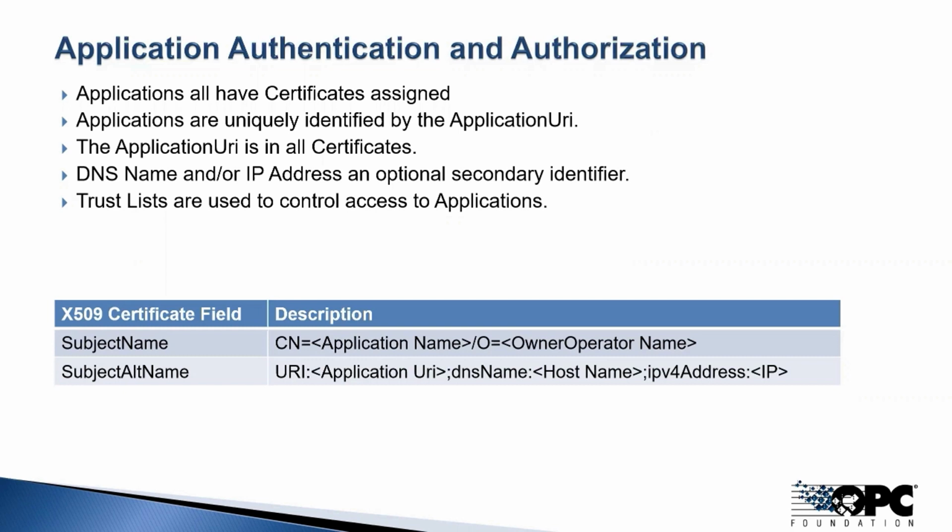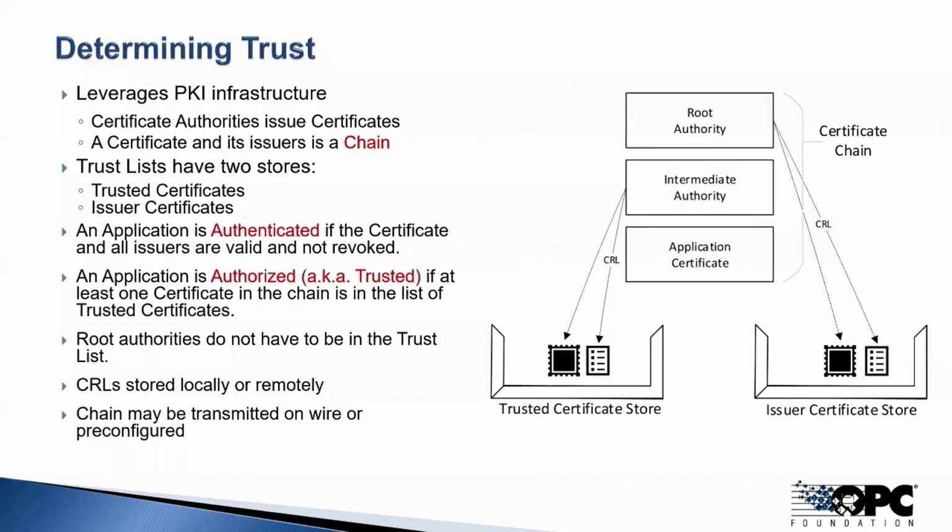Now, the last thing that has to happen once you've authenticated the certificate or the application is you have to determine whether or not that particular application is authorized. And that's where trust lists come in. In UA, authorizing applications is called checking if an application is trusted. So if you're debugging OPC applications, one thing you'll be seeing a lot in the documentation is: does the server trust the client? Does the client trust the server?